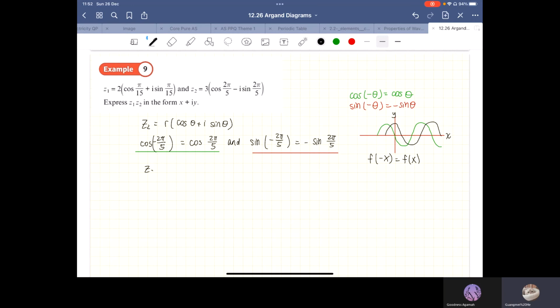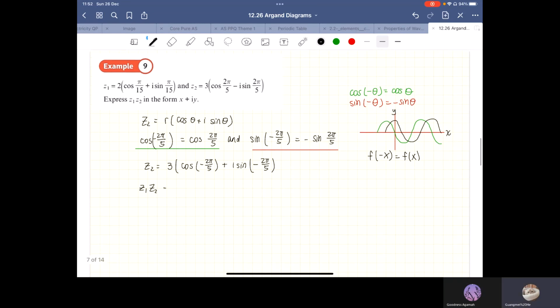So Z2 can be written as 3 times cos of negative 2 pi over 5 plus i sine of negative 2 pi over 5. Just plugging it in. Now Z2 is in the modulus argument form. We can find Z1 Z2 now. What is Z1 Z2?